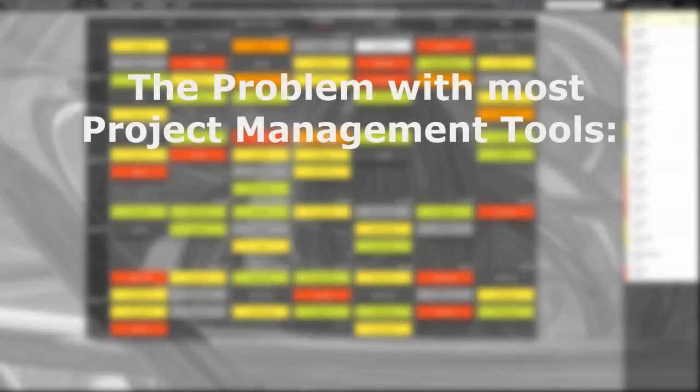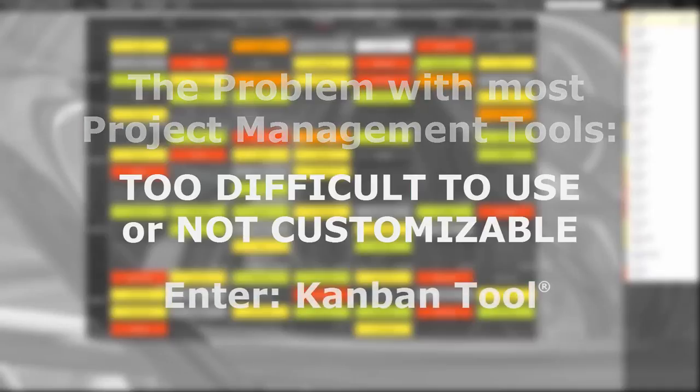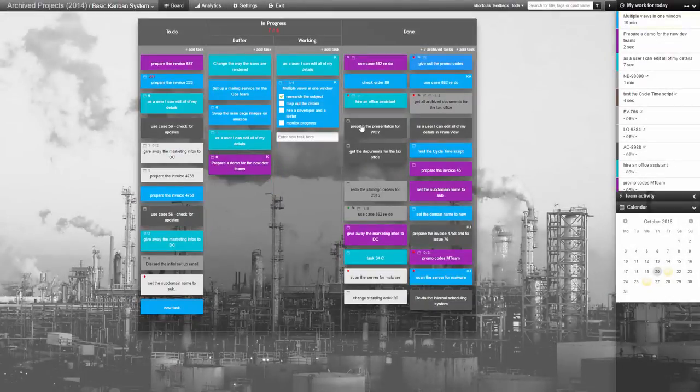The two typical problems that project management applications present are that either they're too complicated to begin working with, or if they're not, there is hardly any board customization on offer, so you have to stick with what someone else has thought is fine for your unique requirements. That's why we've created Kanban Tool.